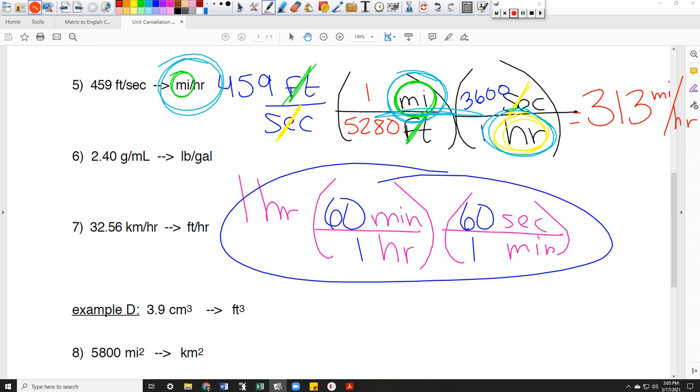So tomorrow, we'll finish up these double units, and then we'll look at the cubed and squared units.